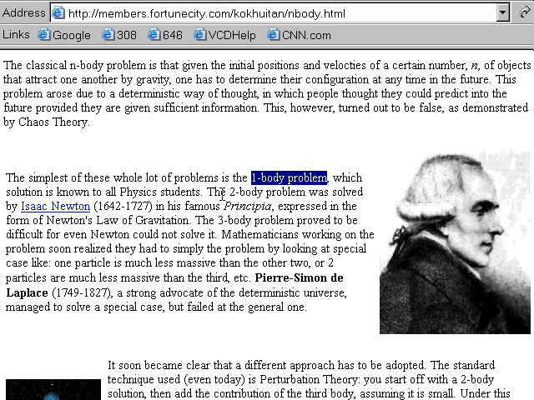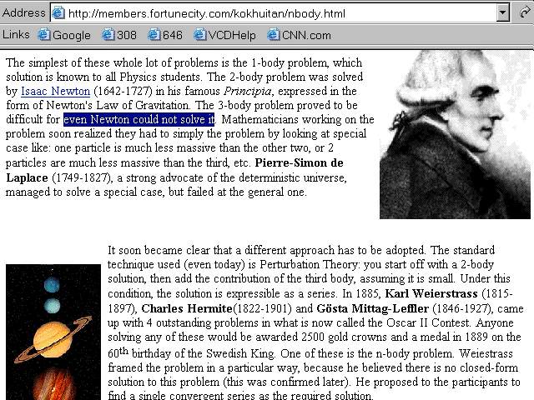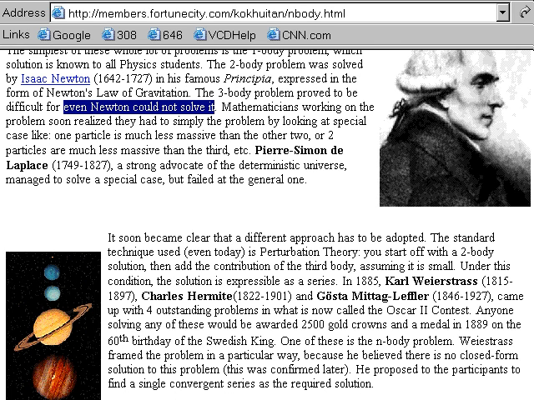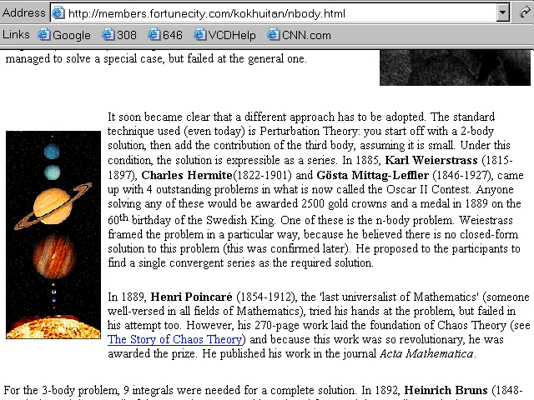The one-body problem is just F equals ma. The two-body problem is just an attraction between two bodies, and that was solved by Isaac Newton. The three-body problem was so difficult even Newton couldn't solve it. And so they began working on it. So, for example, Laplace, shown here on the right, tried to solve it; he solved a special case but fell at the general one.